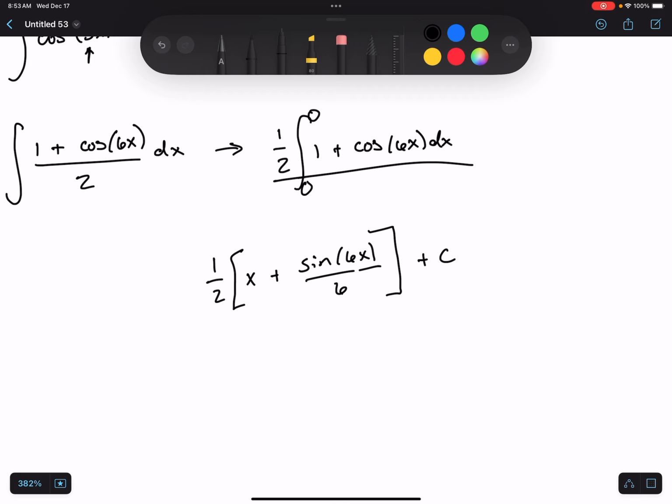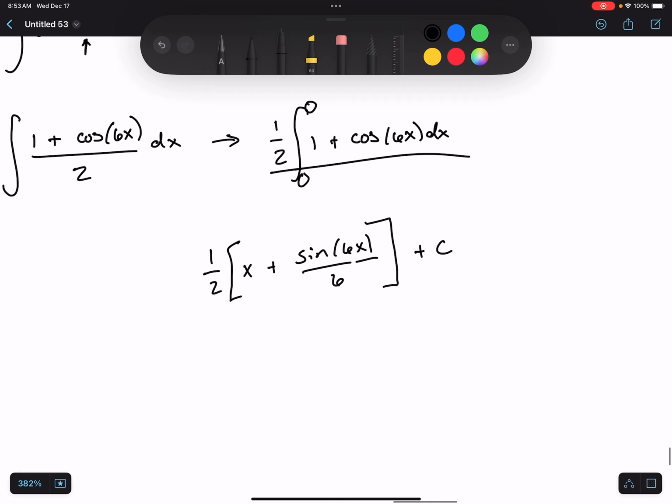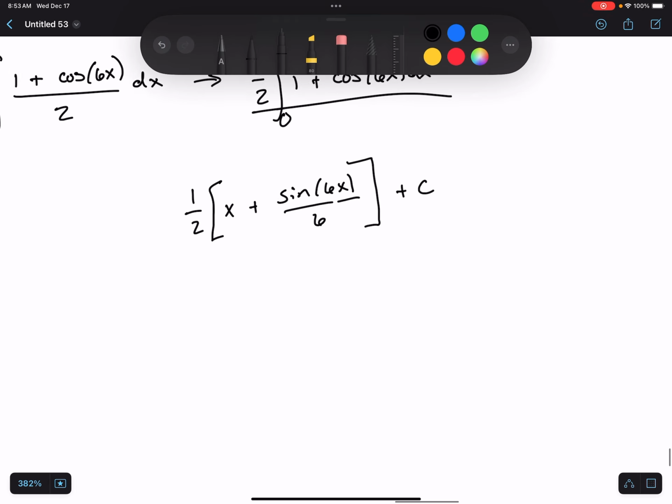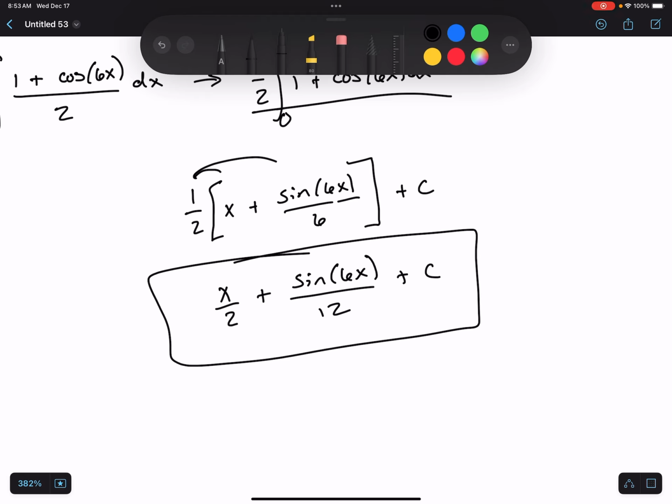And finally now, since it was an indefinite integral, there's nothing really further to do other than to distribute this 1/2 across. So our final answer is x over 2 plus sine 6x over 12 plus a constant. This is our final answer to the integral.